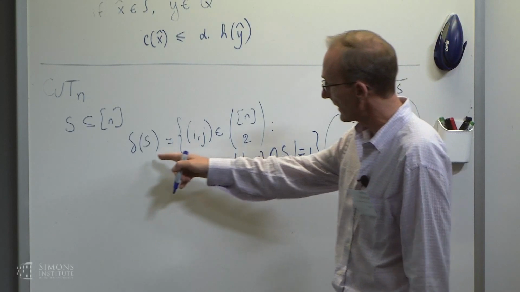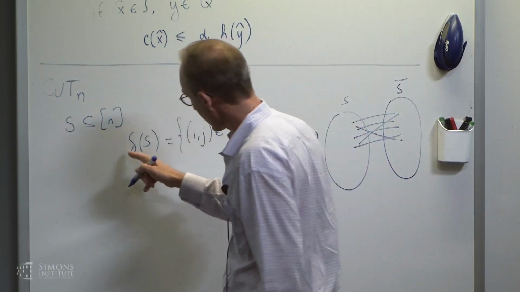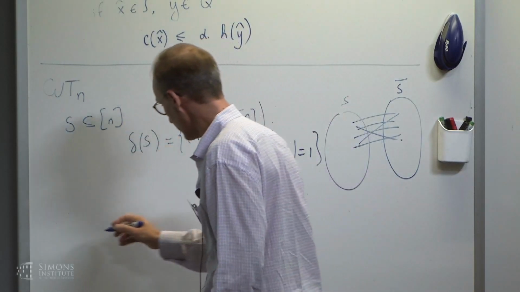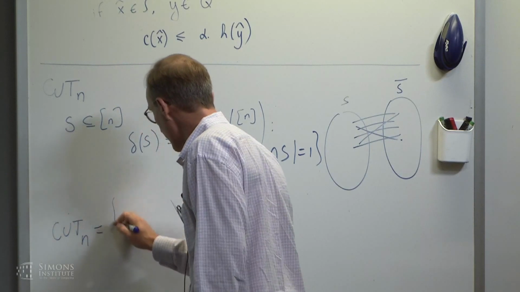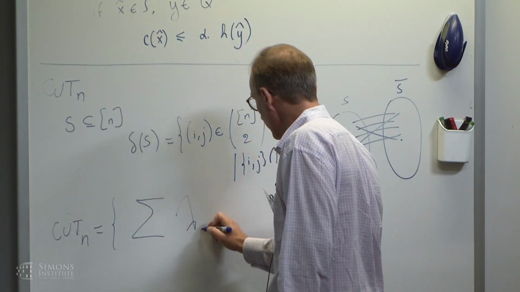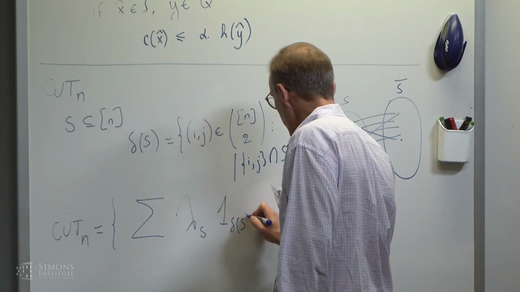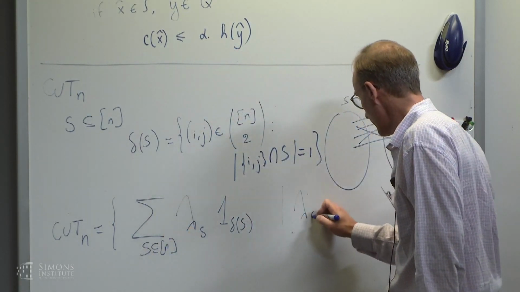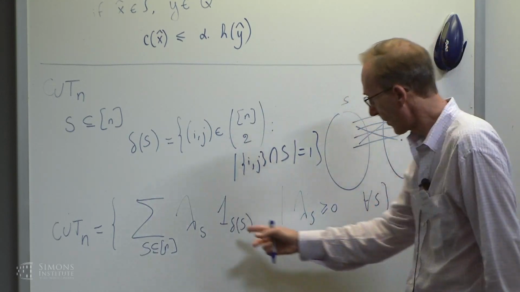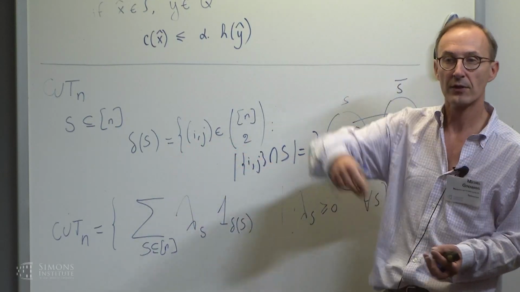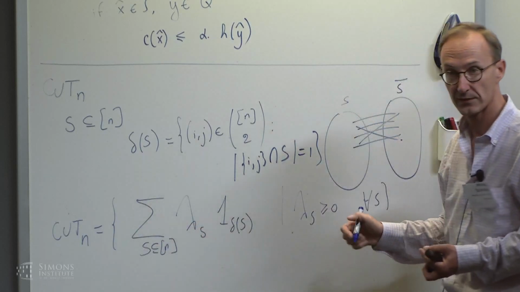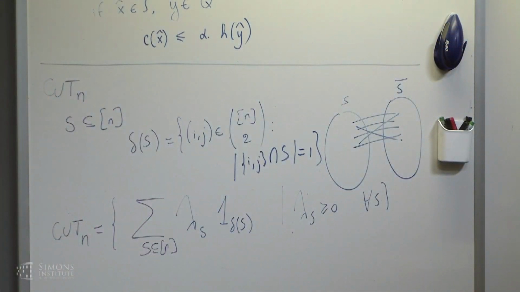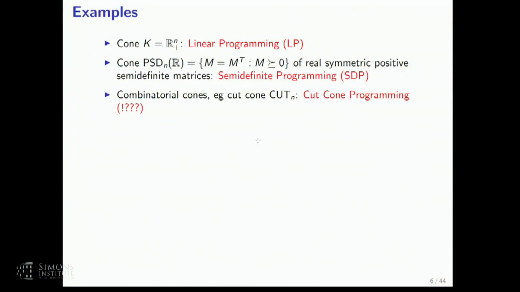And then you can look at the cone generated by the incidence vectors on these cuts. So you can define the cut cone of n. It's just the set of non-negative linear combinations of these cuts, such that lambda S is non-negative for all S. So I have my incidence vectors of all my cuts. I look at the cone generated by all these. So that could be my cone, and then I would optimize over a cone intersected by linear equalities. So no one calls that cut cone programming, but you could.